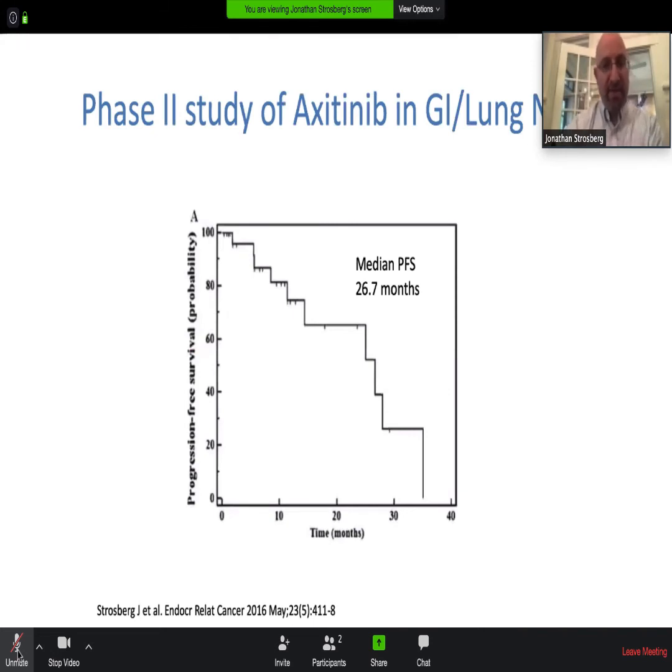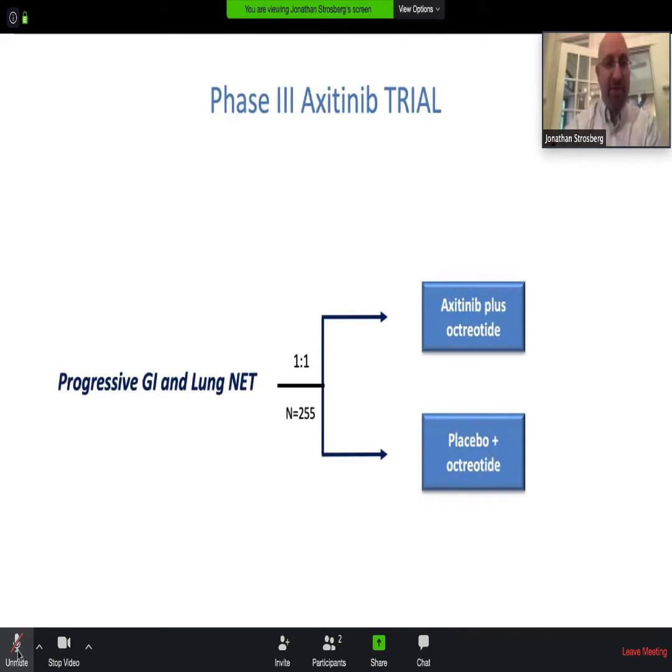The last tyrosine kinase inhibitor I want to mention is Axitinib. This purely targets the vascular endothelial growth factor receptor, in other words, blood vessel growth. We did a study at Moffitt and the University of California in San Francisco showing a fairly long progression-free survival with this drug. And currently there's a study taking place in Europe, primarily in Spain, a phase 3 study in gastrointestinal and lung NETs comparing Axitinib versus placebo.